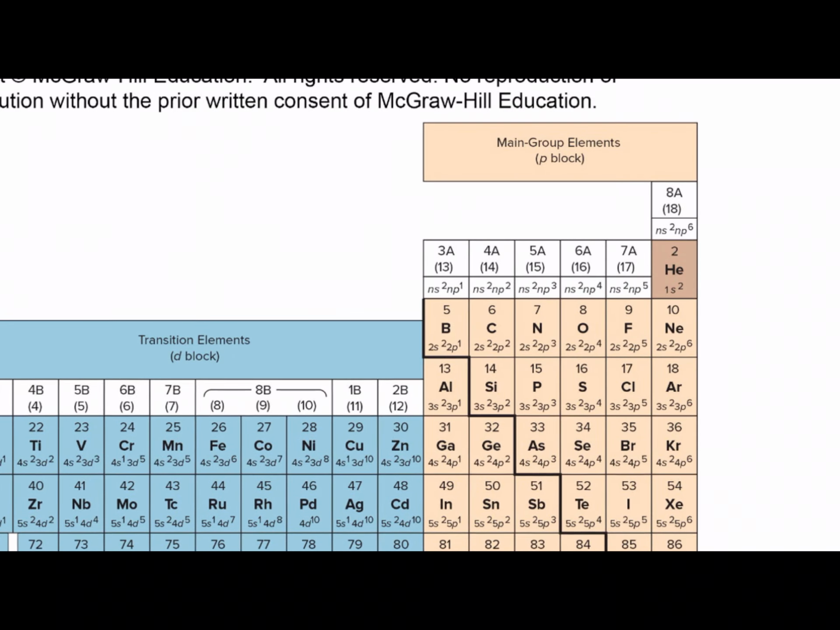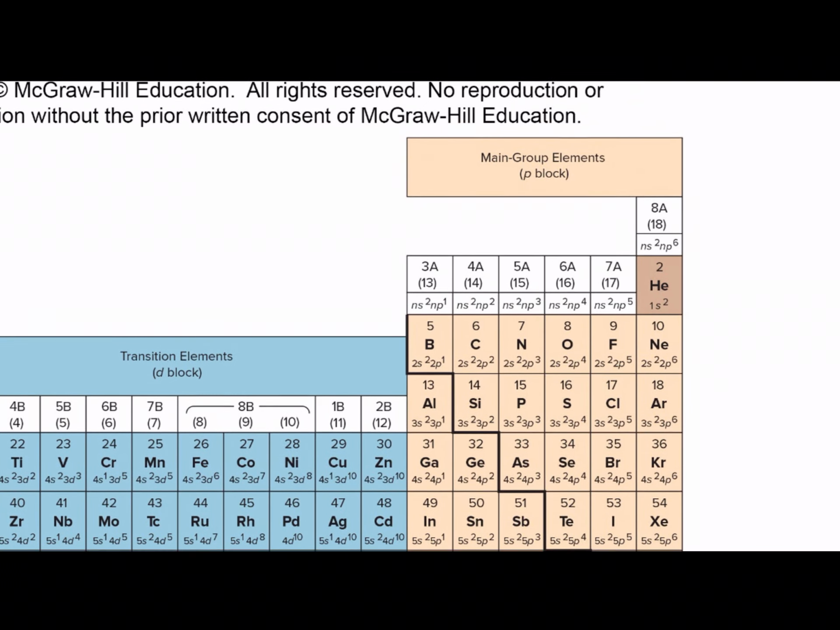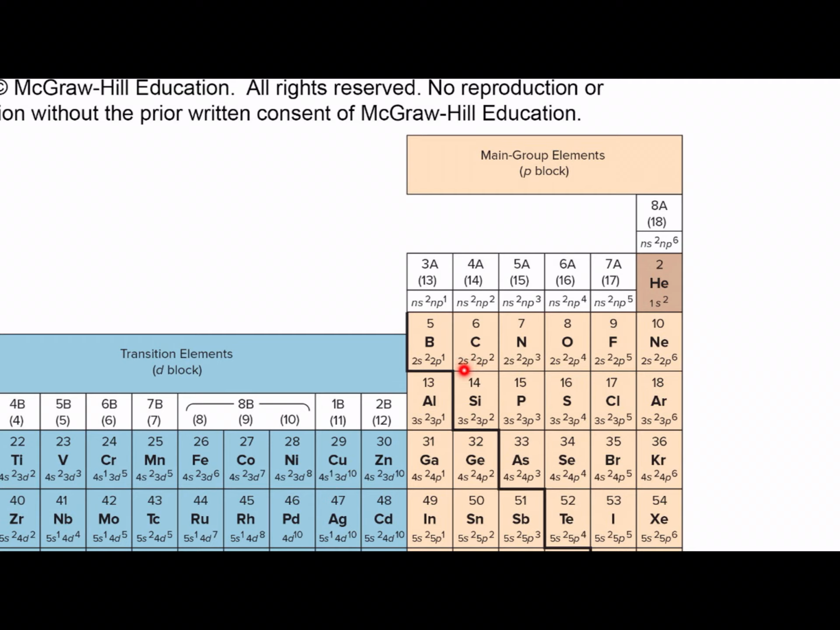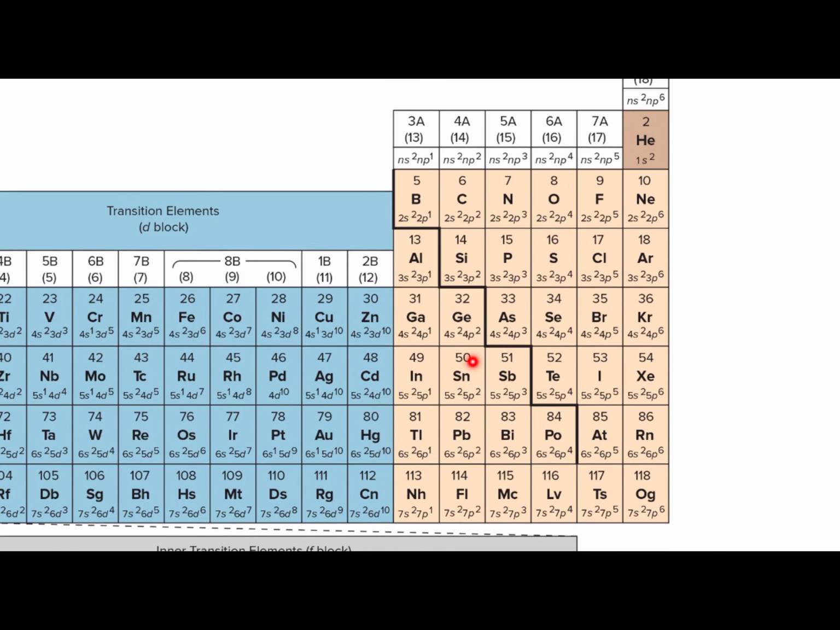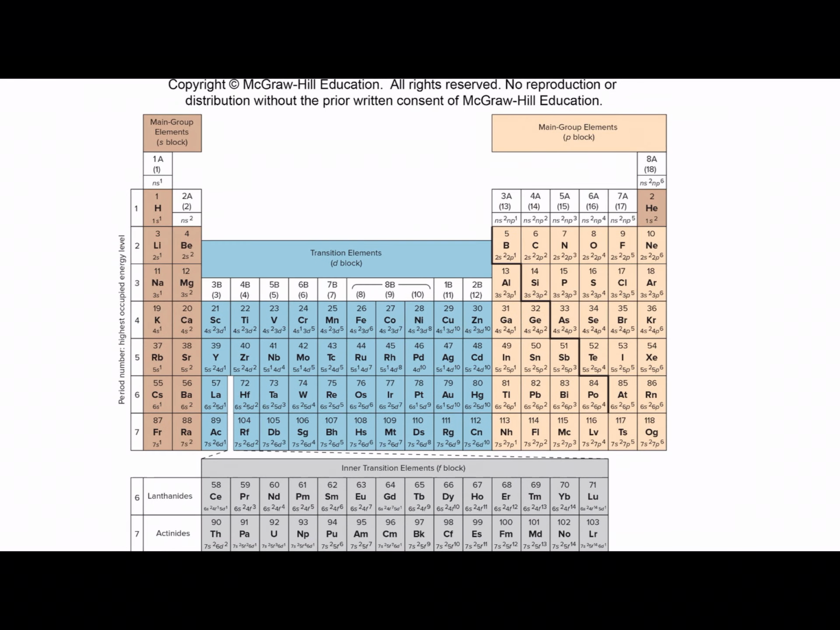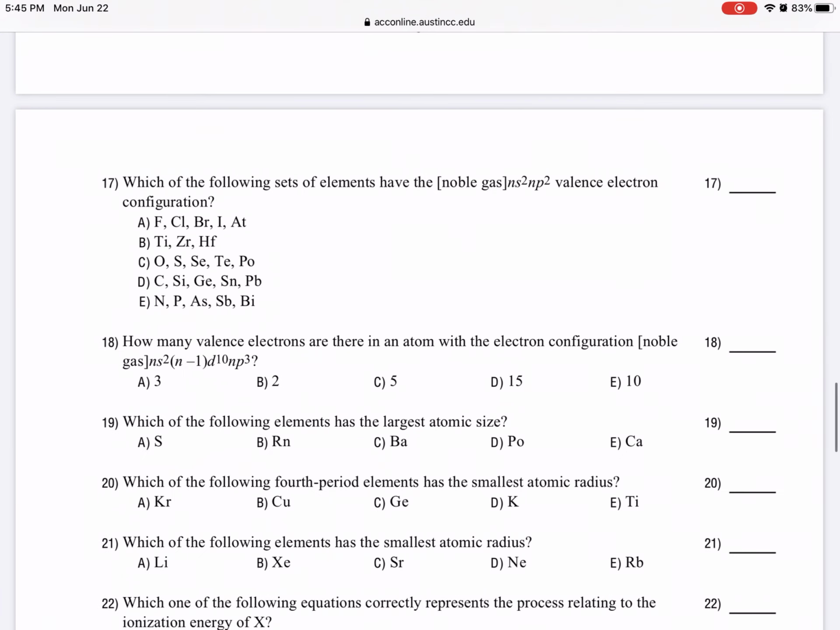S2P2. You see here? These are valence electrons, Ns2 Np2. So this is group 4. There are 4 valence electrons, 2 plus 2, 4, fourth group. So then you choose which elements belong to group 4 from the given set. That is going to be carbon, silicon, germanium, tin, lead. They are in group 4.